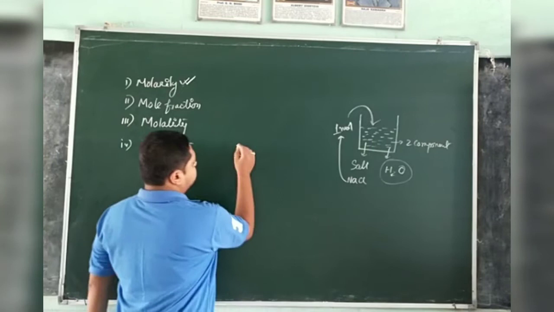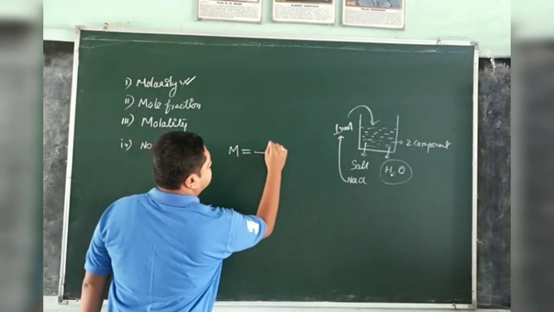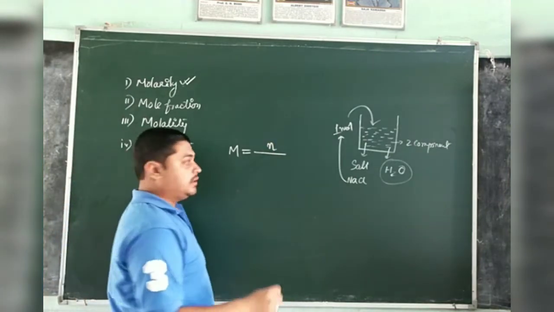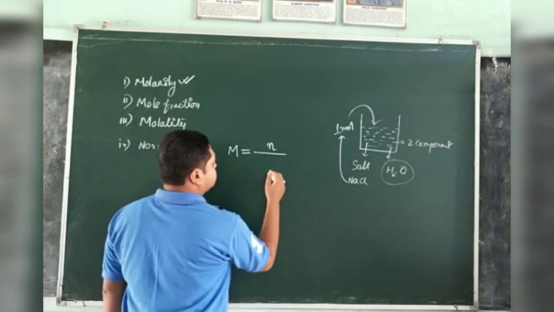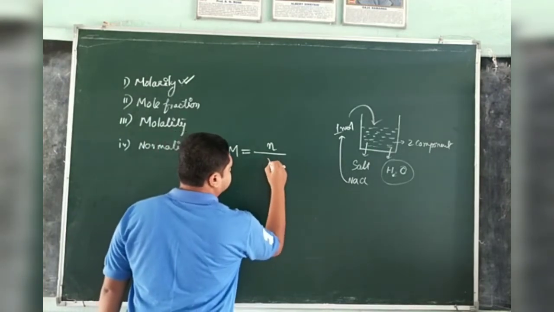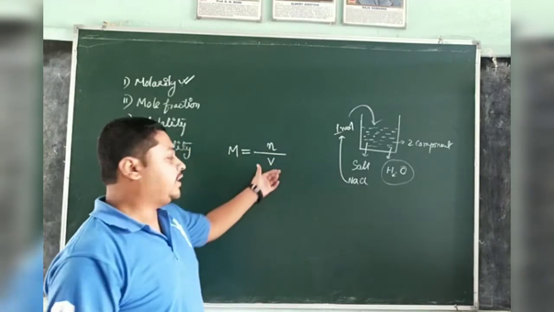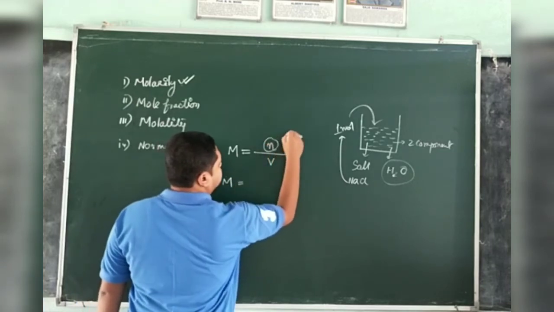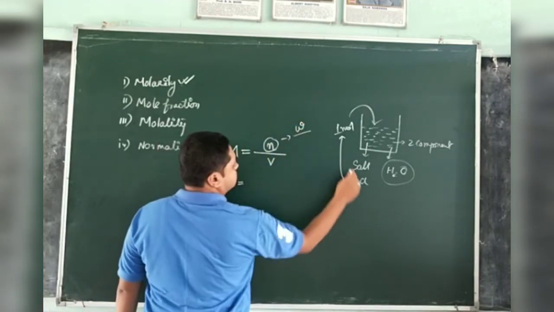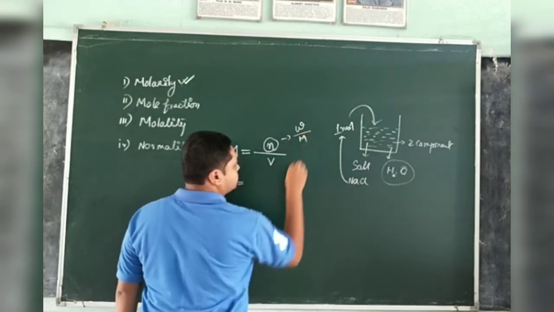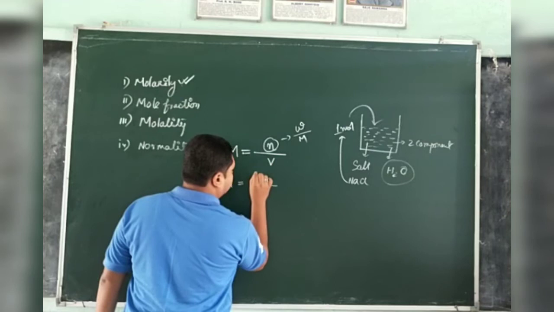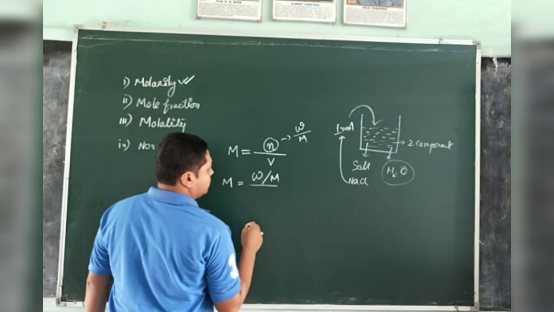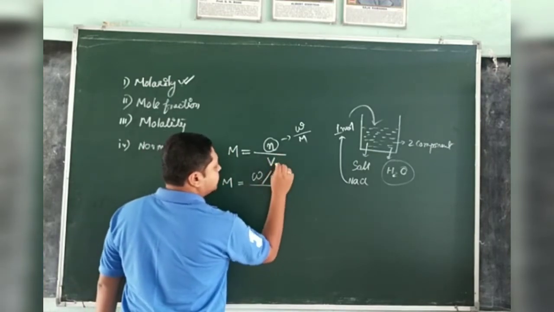So molarity of the solution is defined as what? Number of mole, that means small letter n, per liter of the solution. Per liter of the solution we can denote it by V. Number of mole means what? Weight of the solute divided by molecular mass of the solute. So number of mole we put as W by M, and V in terms of liter.